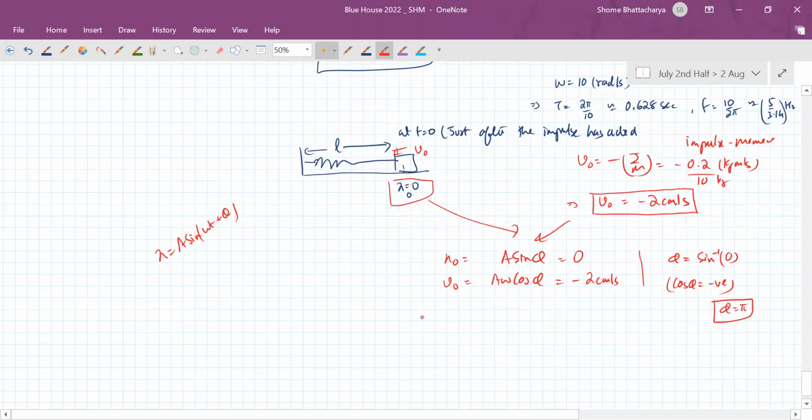So our phase constant is this. And also from this we can see that the amplitude is square root of x naught square plus v naught square by omega square. So that is square root of 0 plus v naught is 2 into 10 raised power minus 2, whole square, and omega was how much? Omega was 10 radians per second.